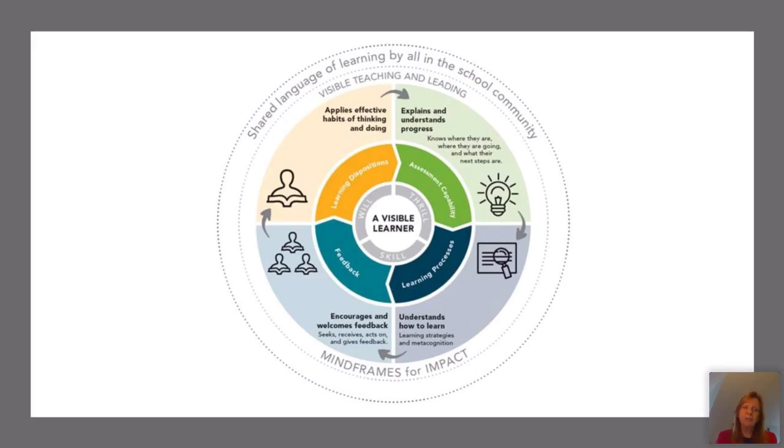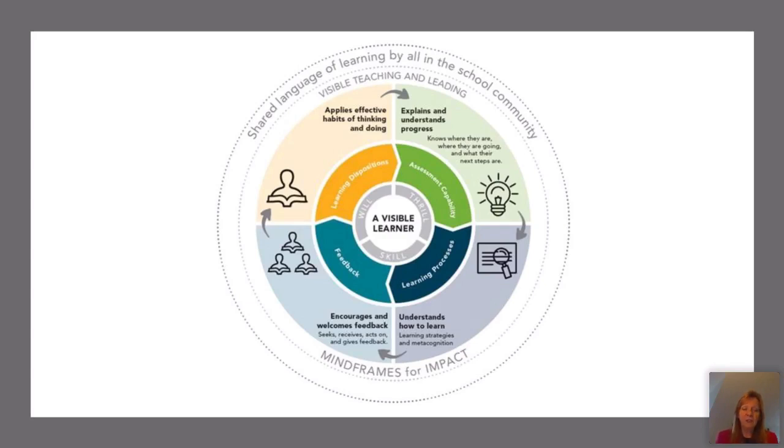Surrounding that, we've got the visible teaching and leading, and this is where the mind frames for teachers form part of that impact. So it's about having a shared language around teaching and pedagogy, and the way we think about our teaching and the impact on our pupils' learning. And then surrounding that again, we've got this shared language. What does that language of learning look like for our pupils, for our teachers, for our leaders, and for the wider school community, so our governors and our parents?